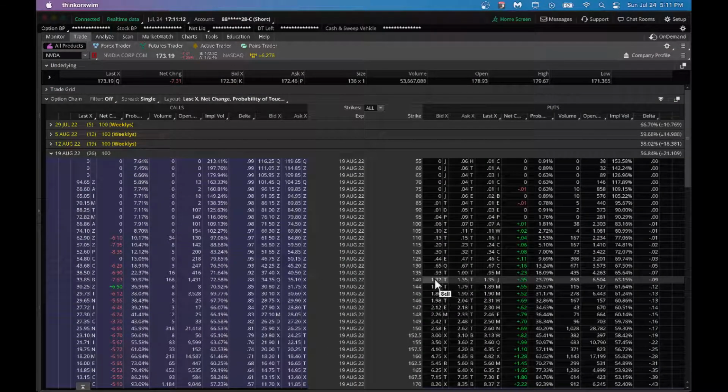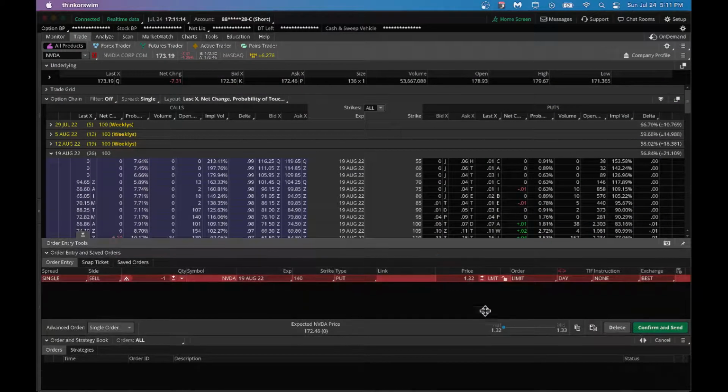Right here, look, you can make nice money. You could sell this here and make about $132, and I love Nvidia. I don't mind buying Nvidia if it goes to 140 by August 19th. So I would sell this one too.